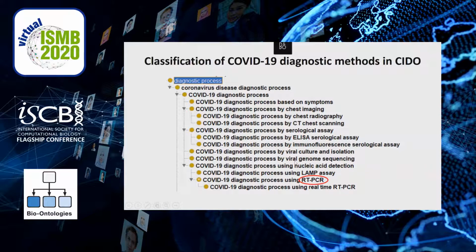The nucleic acid diagnosis includes different methods, and most commonly we have RT-PCR, and there are also different types of RT-PCR, like real-time RT-PCR.